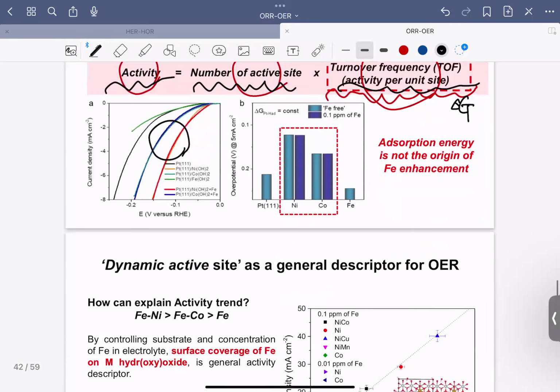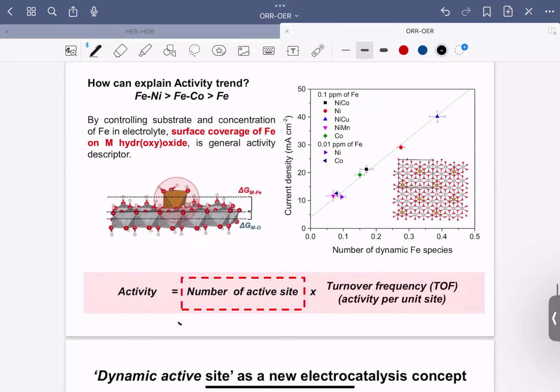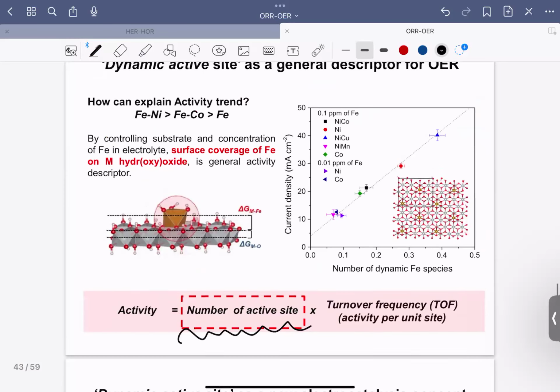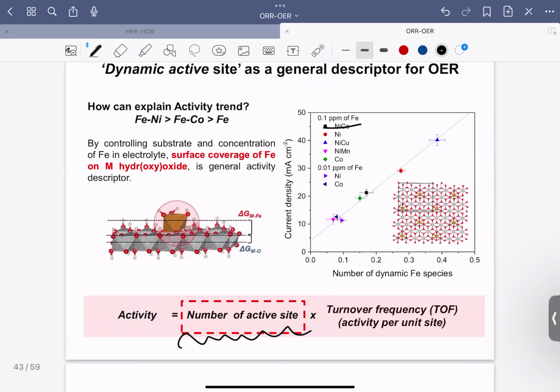So the remaining question is, what about the number of active sites, right? To figure that out, I prepared several types of different electrolytes and different substrates, and I confirmed that the activity is directly correlated with how many atoms are in the surface during the reaction condition. Please keep in mind that the number of dynamic iron species can be quantified by quenching during the reaction condition. So based on this, we directly confirm that it is really important, right?